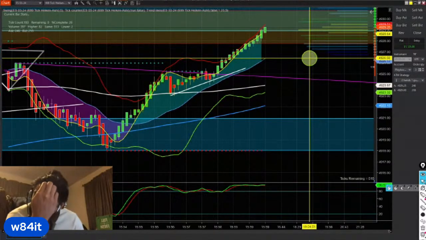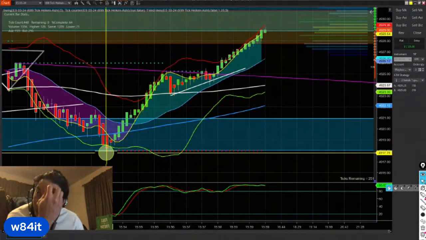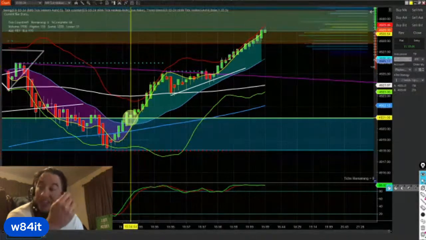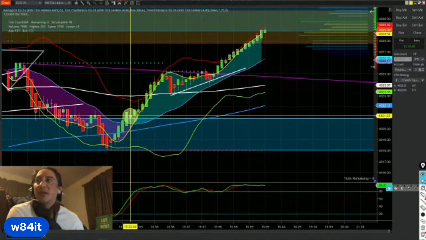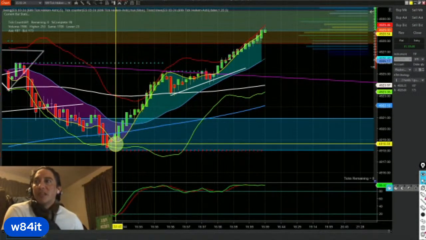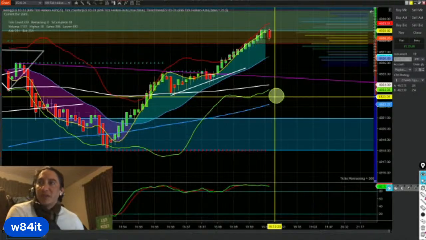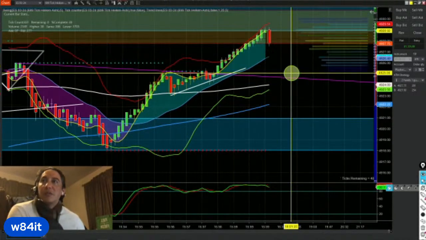Wow. I really wish I would have gotten in down here instead of snoozing on it, thinking it was going to pull back. I guess if I got in here and got my first targets off, it would have been fine. That's probably what I should have done.